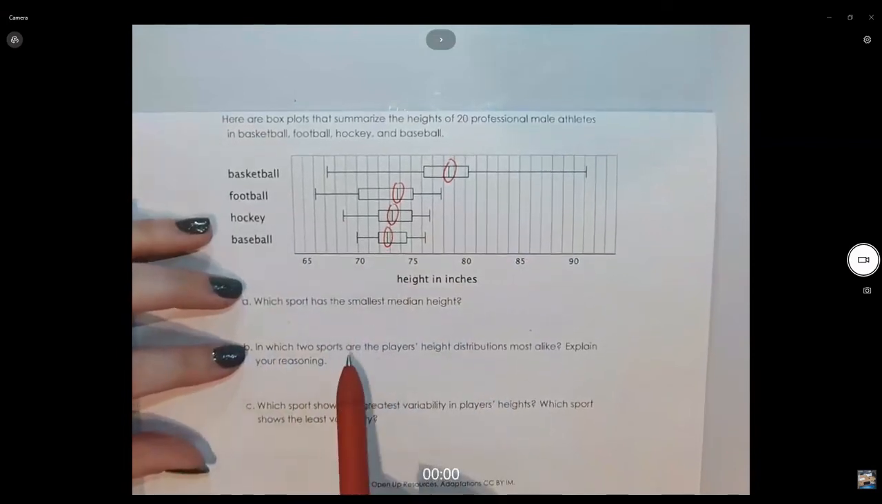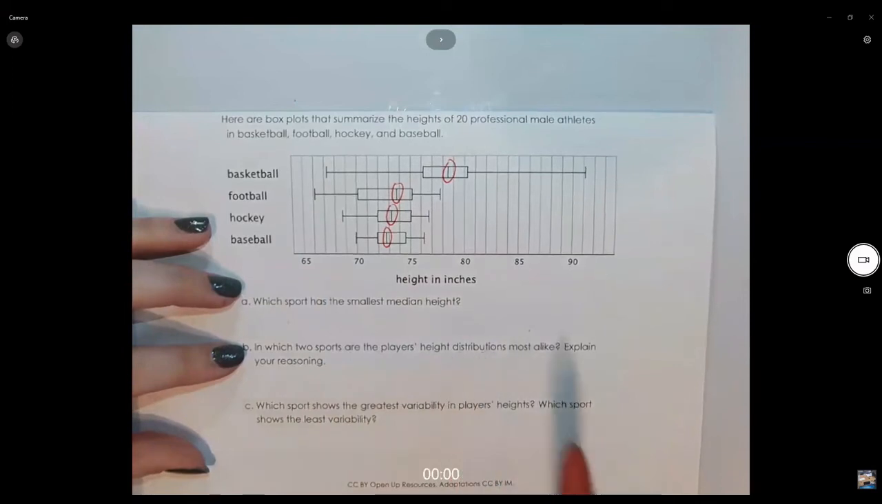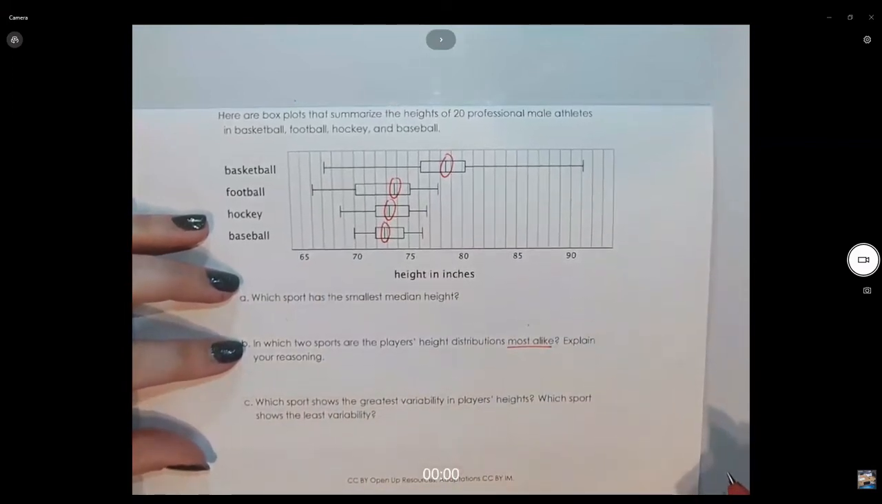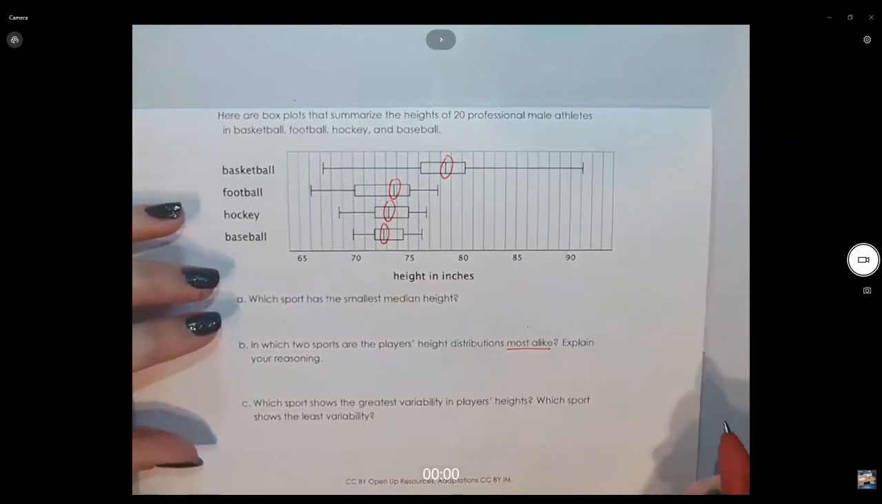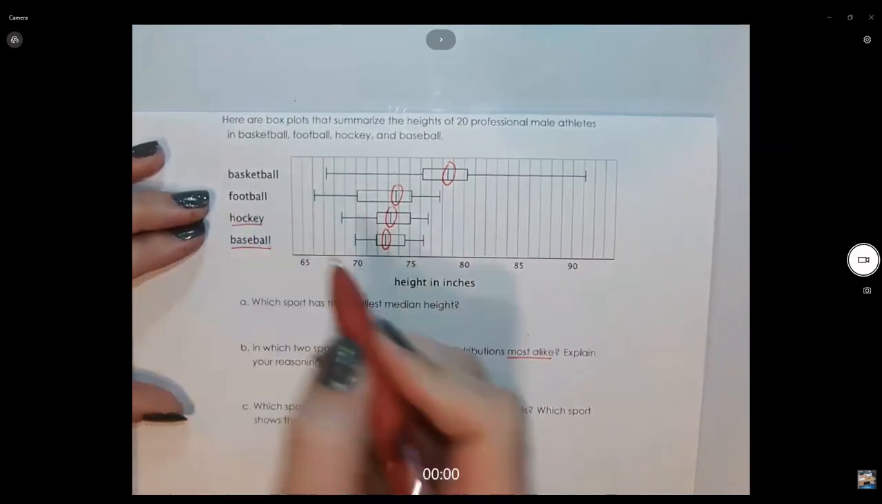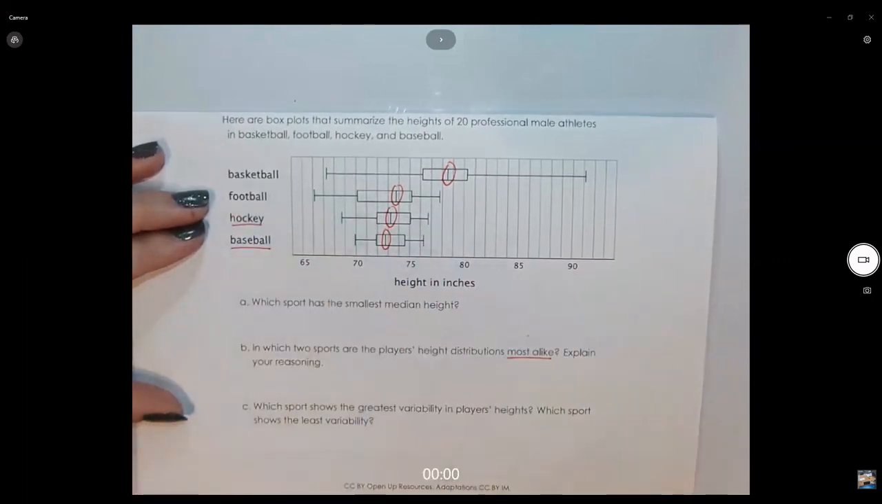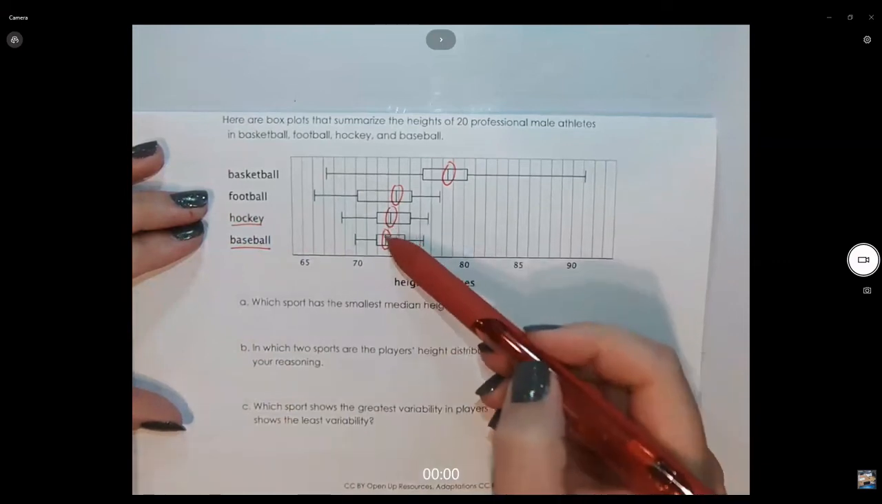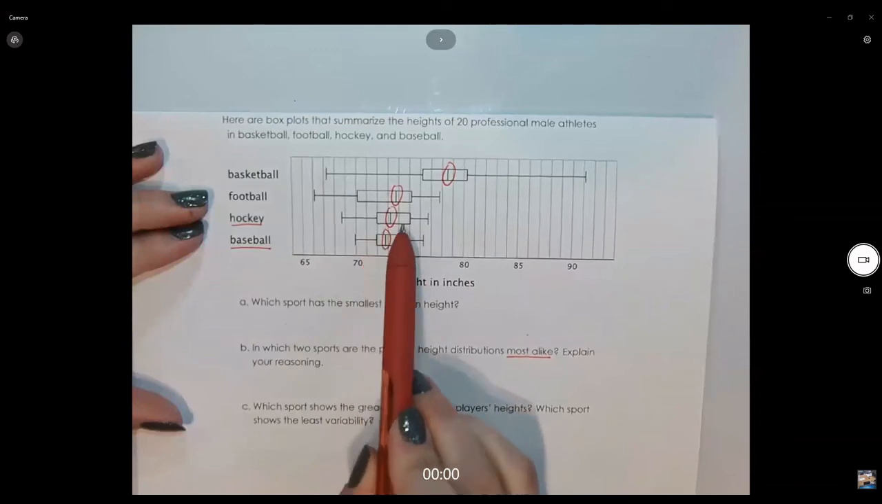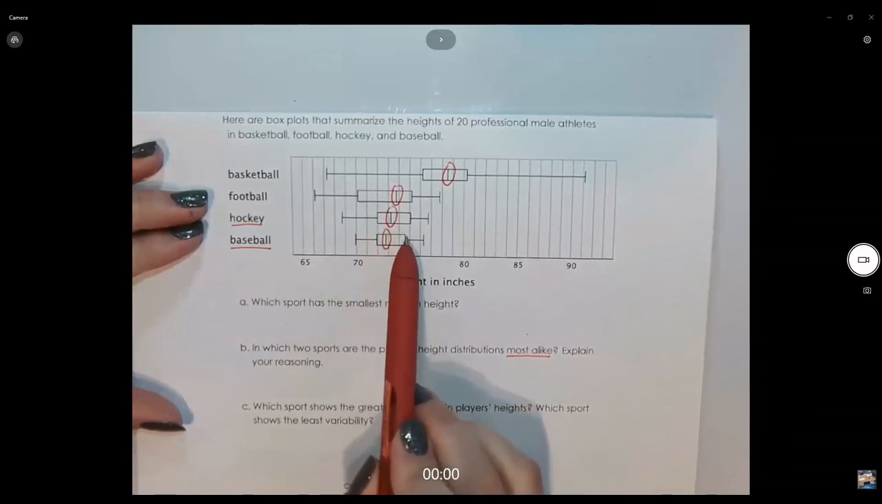Which 2 sports have players' heights distributions most alike? If we're looking at distributions, we want to look at the shape of the data. So which ones are most alike? I would say that hockey and baseball are the most alike because their medians are really close together, but also their interquartile ranges are pretty similar. They're only off by about half of an inch.